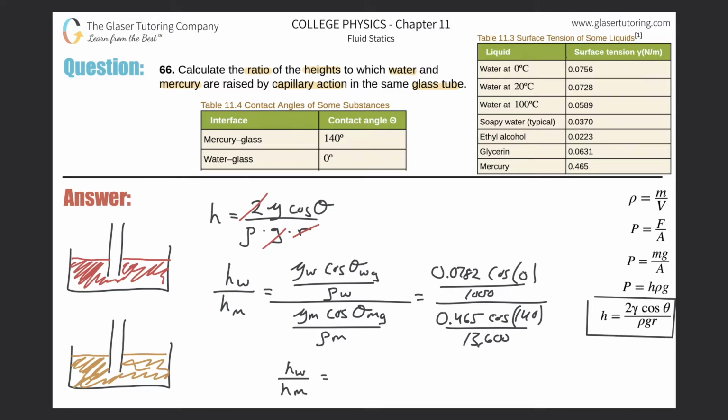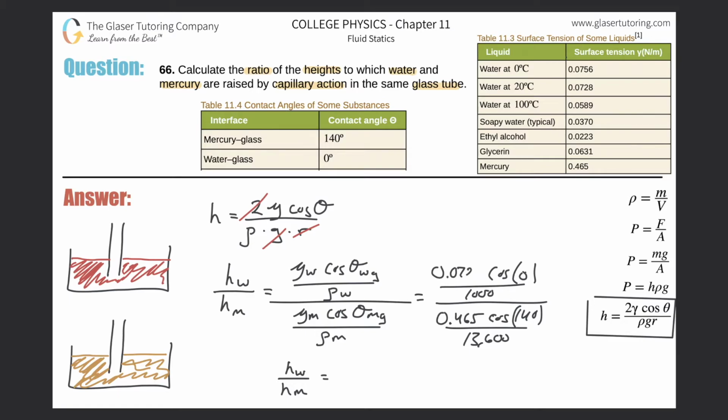And let's do that. So we have now 0.0782 times 1 essentially, because cosine theta is 1, then divided by 1,000. Take that answer now and divide it then by 0.465 times cosine of 140, and then divided by 13,600. And we get a value of negative, what do we have here? Oh, I realized I made a slight mistake. I'm just looking back over the numbers and I screwed that up. It's 0.0728, and here I guess I'm dyslexic.